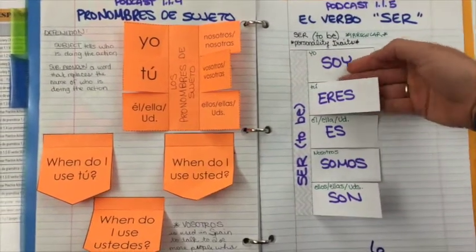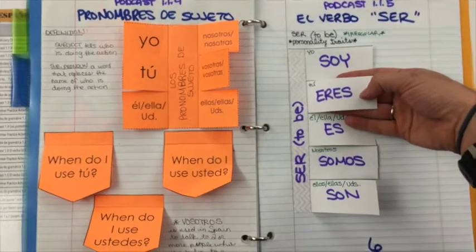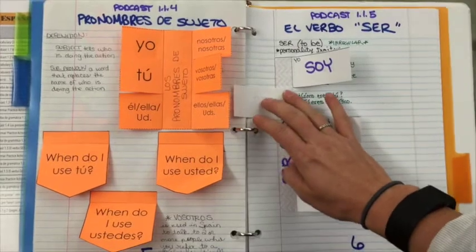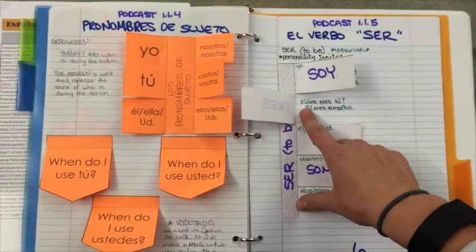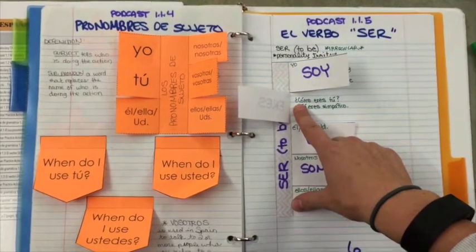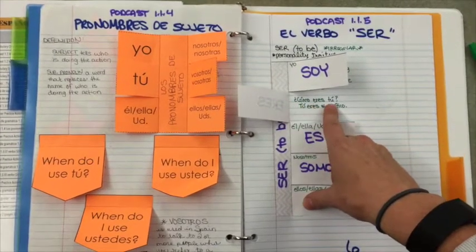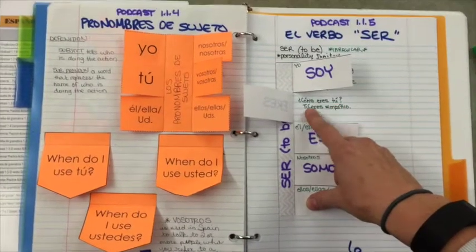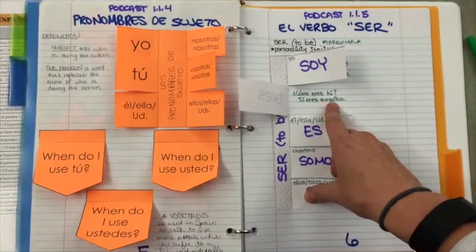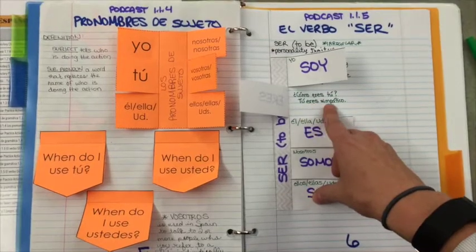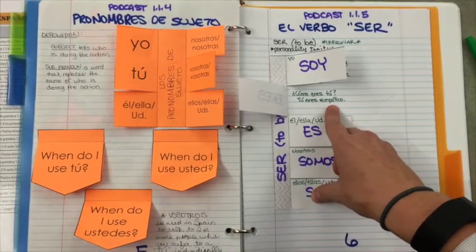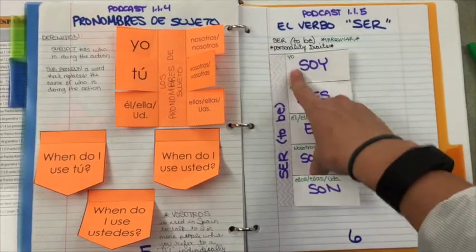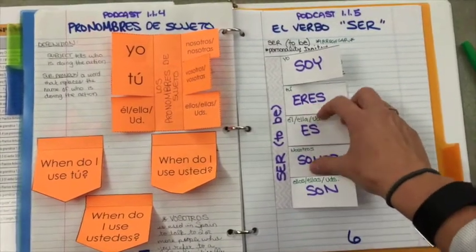The next form we know is tú. We have tú eres. Tú eres means you are. So here are two examples I'd like you to write down underneath. We have ¿Cómo eres tú? Or what are you like? Then we have the sentence tú eres simpático. Tú eres simpático means you are nice. So those are examples for tú eres. We have yo soy and tú eres.